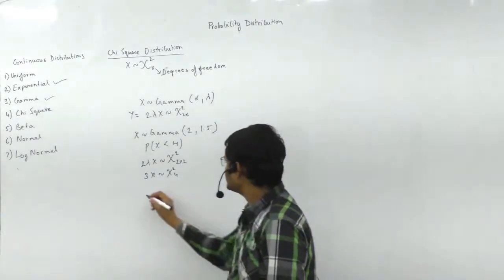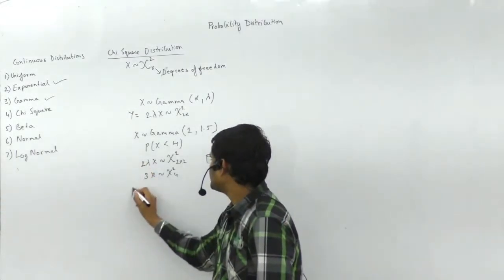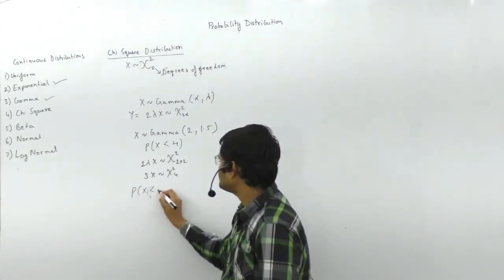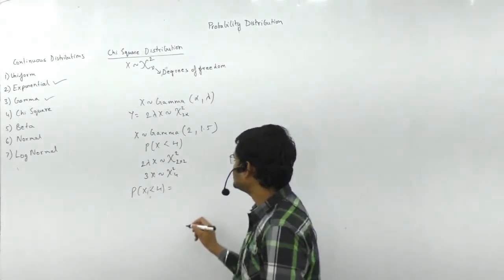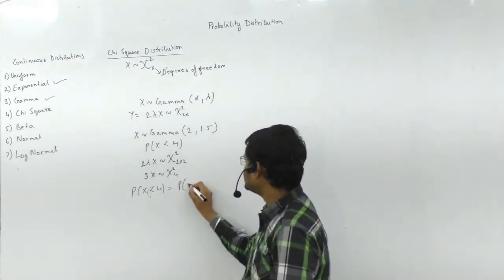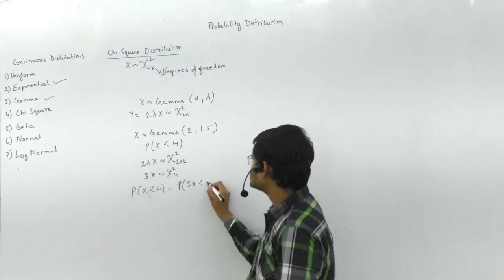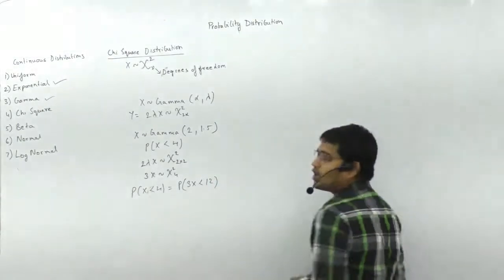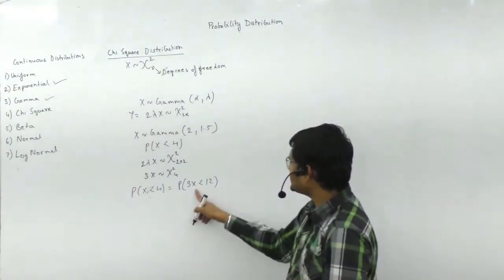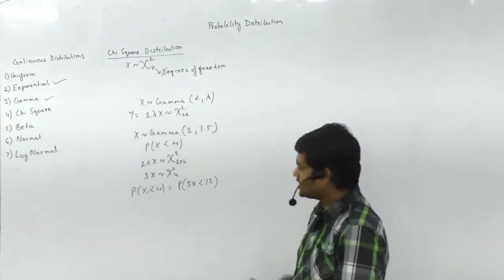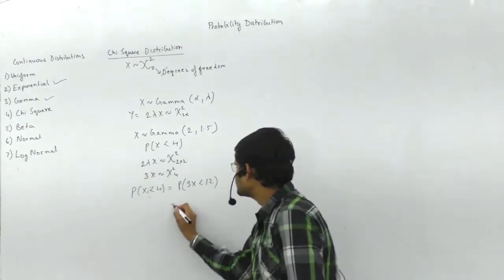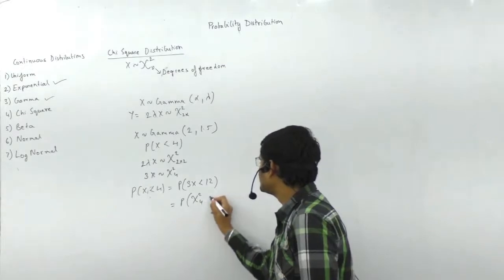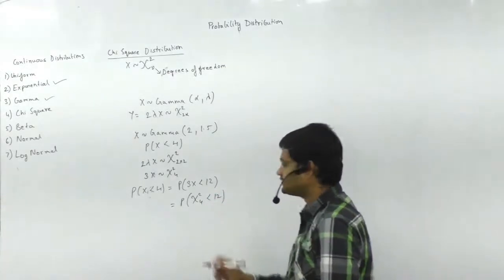Now while solving, we write probability x less than 4 will be equal to probability 3x less than 12. All I did was multiply 3 on both sides. Now 3x is nothing but chi-square with the parameter 4. So I can say this is nothing but probability chi-square 4 less than 12.